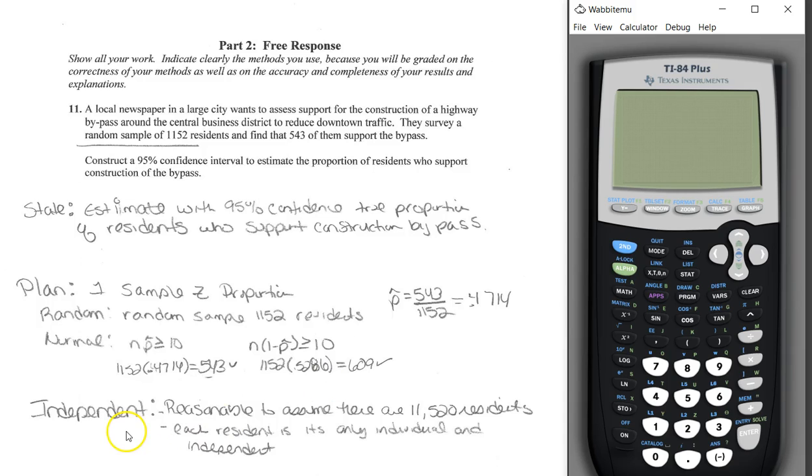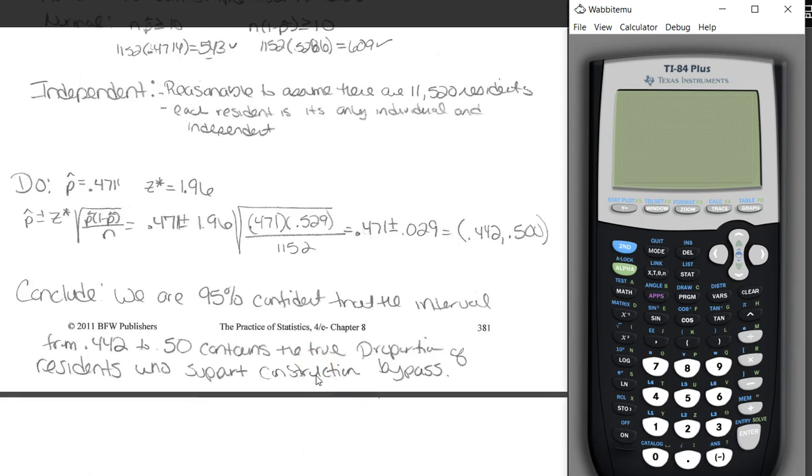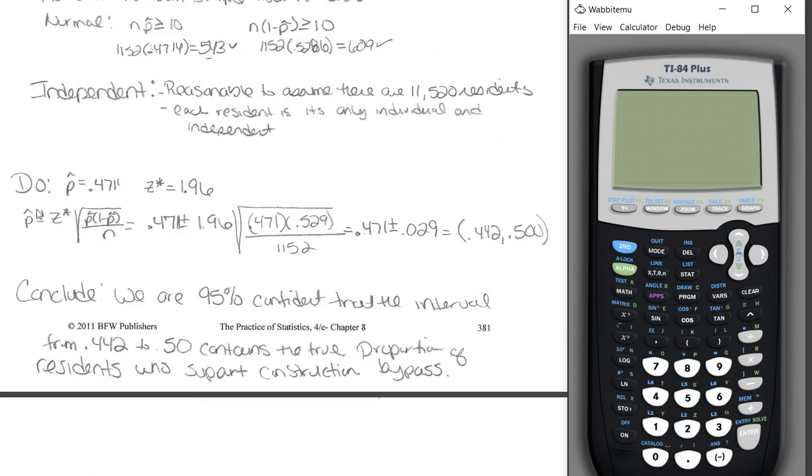I need to check to see if they're independent. It is reasonable to assume that there are 10 times 1152, which gave me 11,520 residents, and it's safe to assume that one resident is independent of another resident. So now on to the do part. When setting this up, there are a few things that were missed that cannot be missed. Setting up the formula is one of them. You have to set these up in formula form.